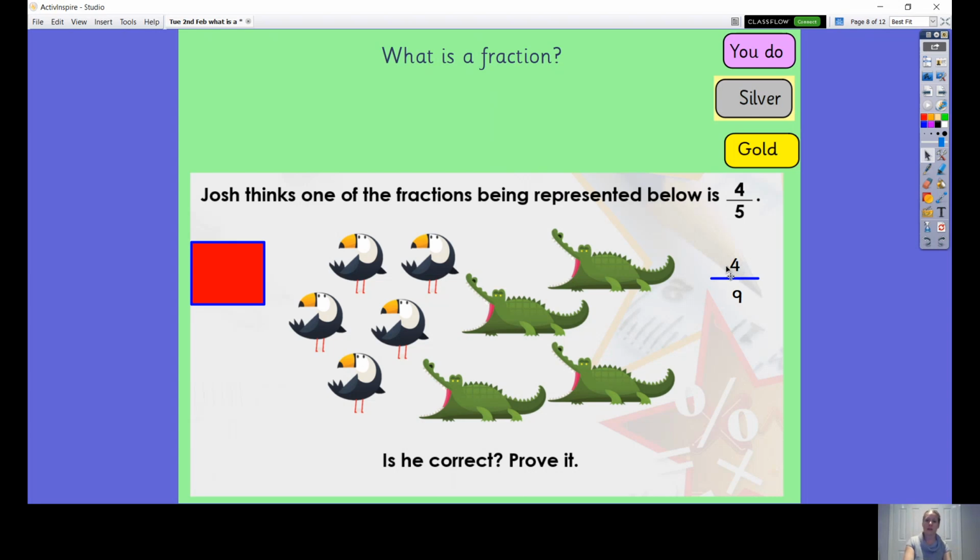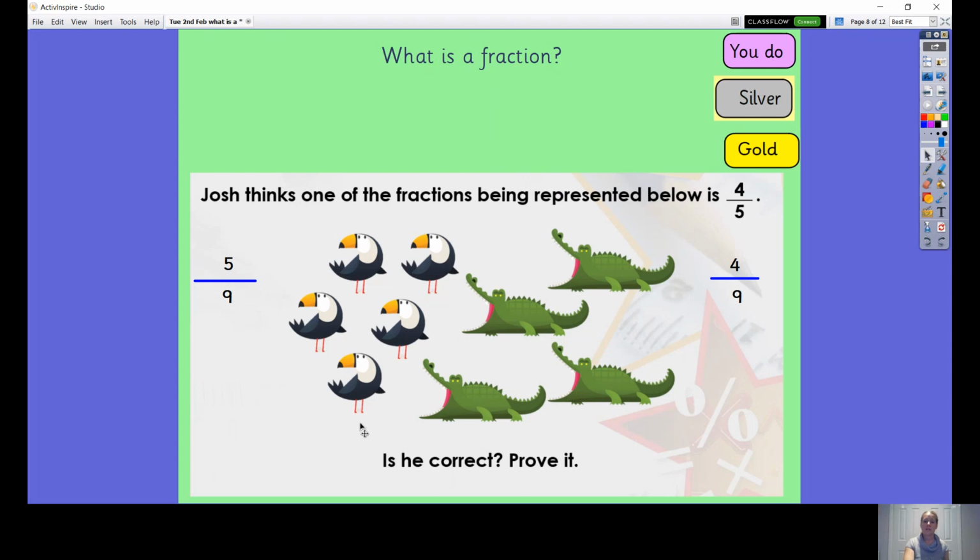So that would have been 4/9. But never mind, maybe Josh was trying to sort out the puffins instead. Perhaps he was doing those and maybe that's the correct fraction. So again, he'd need to count all of the creatures together, and there are 9 and there are 5 puffins. So 5 would go on the top as the numerator. So that would be 5/9.